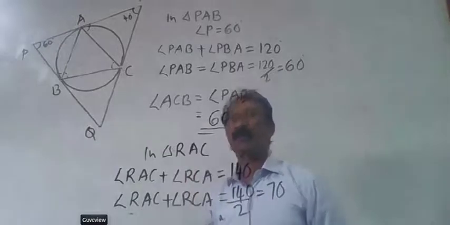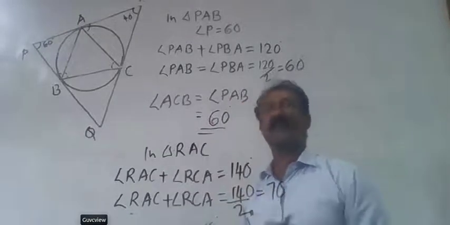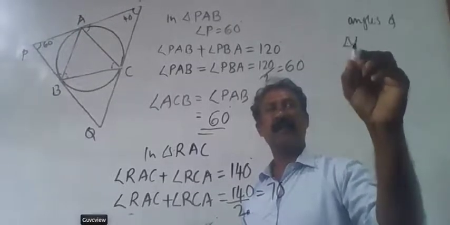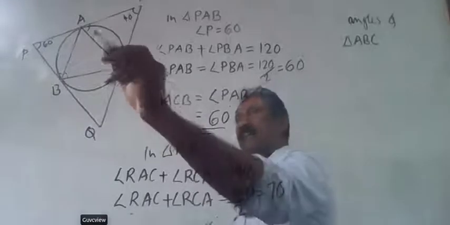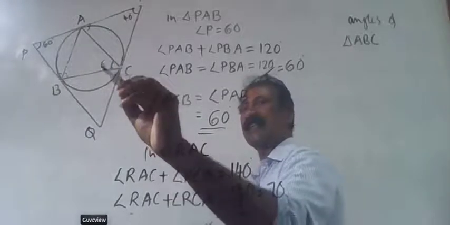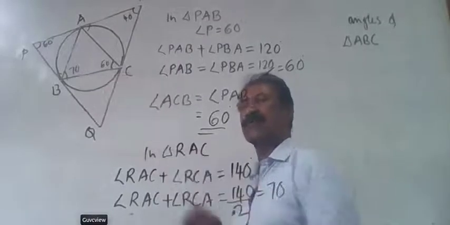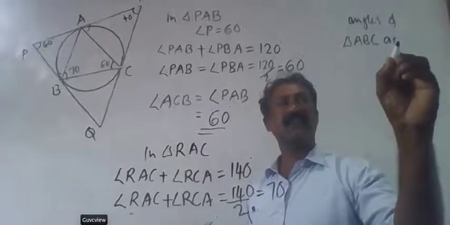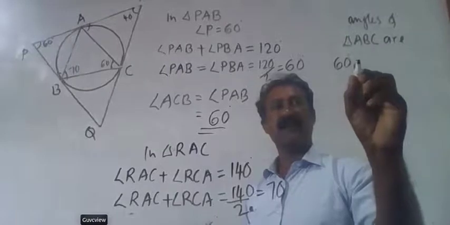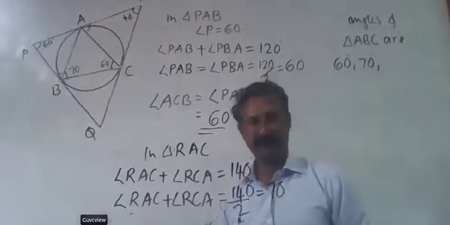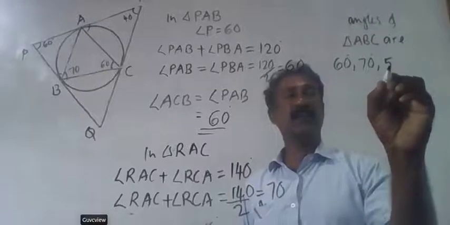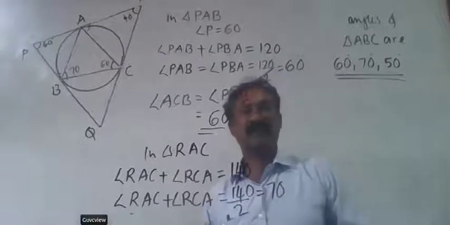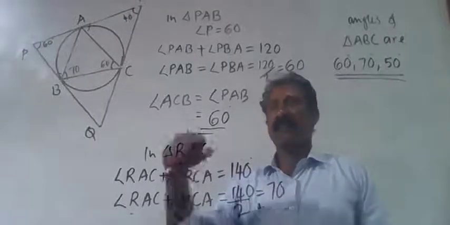Clear? Therefore, in triangle ACB, one angle is equal to 60 degrees and another angle is equal to 70 degrees. Therefore, we can write the angles of triangle ABC. In this triangle, this angle we got 60 degrees and this angle we got 70 degrees. Two angles are known. Therefore, we can find the third angle. 60 plus 70 is 130. Therefore, the remaining angle is 50 degrees. So 60 degrees, 70 degrees, 50 degrees are the angles of triangle ABC.